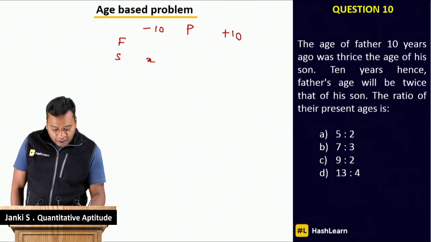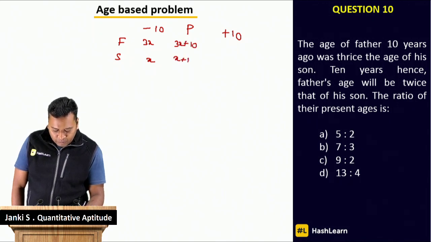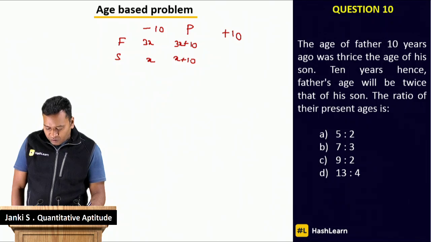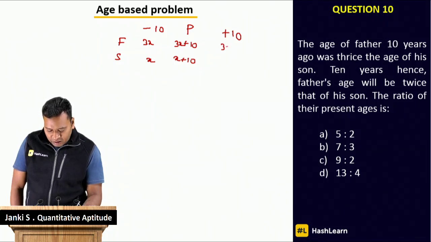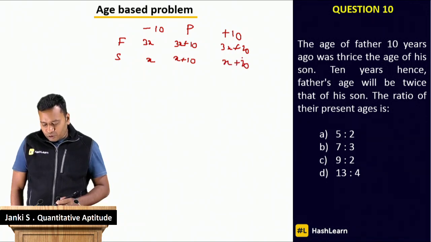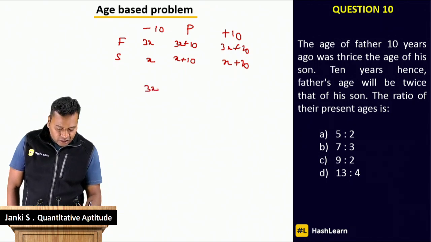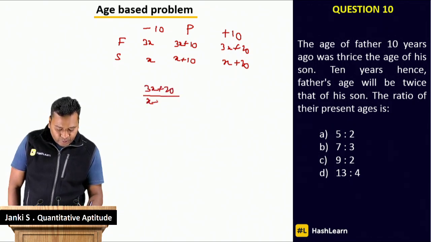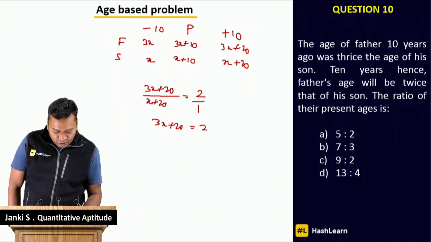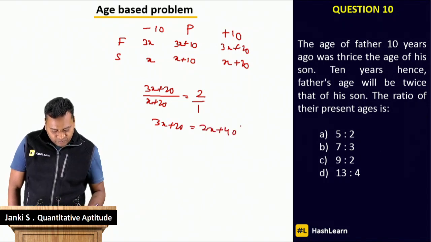So let's say son's age is x, father's age was about 3x. Presently it's about 3x plus 10 and it's about x plus 10. Then now 10 years hence, that means 3x plus 20 and this is x plus 20, right? So 10 years hence father's age will be twice that of his son. So I can say 3x plus 20 divided by x plus 20 is 2:1. So 3x plus 20 has to be equal to 2x plus 40, right?